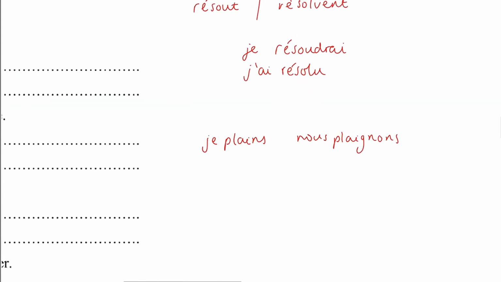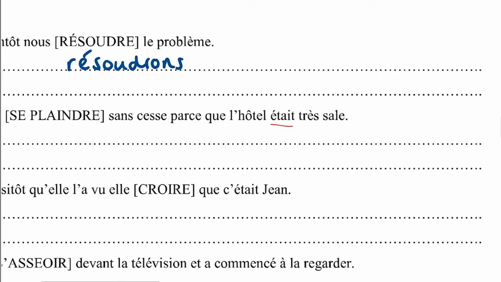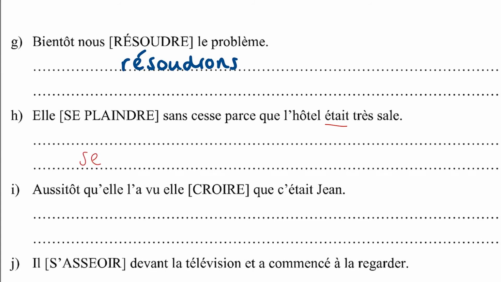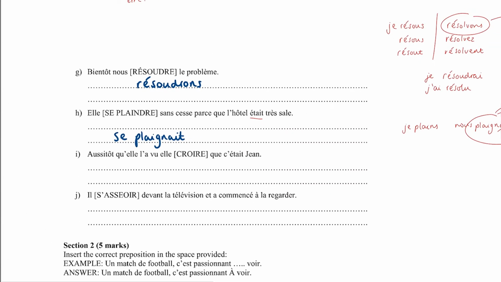And we want the imperfect tense. To get the imperfect, as we've just said, we take the nous form, kill the ONS, add your imperfect endings, AIS, AIS, AIT, IONS, IEZ, AIENT, and therefore we get je plaignais, for example, and we've got elle se plaignait. So because we're using the imperfect there, because it's repeated action in the past.